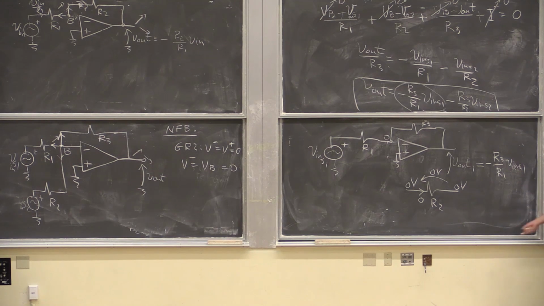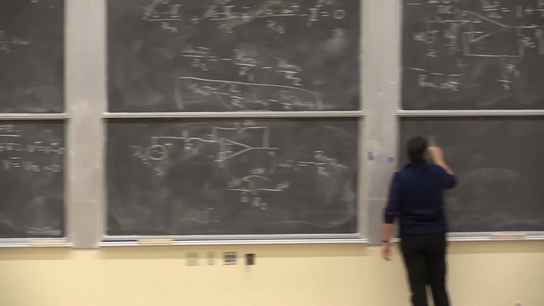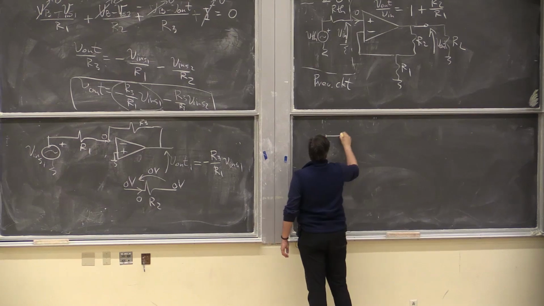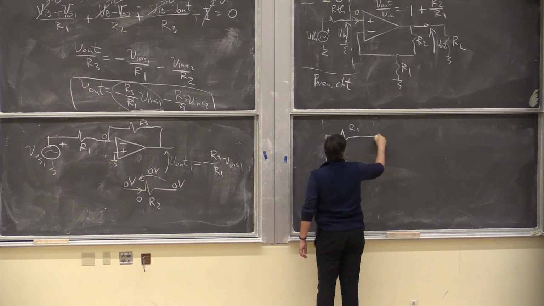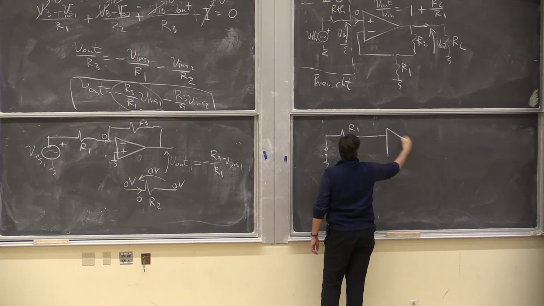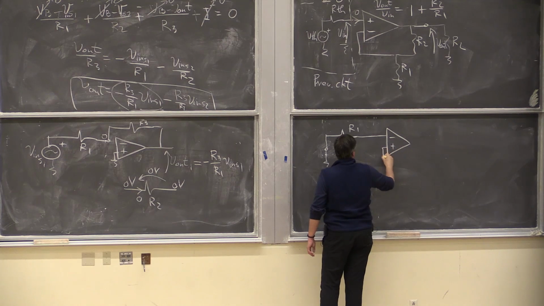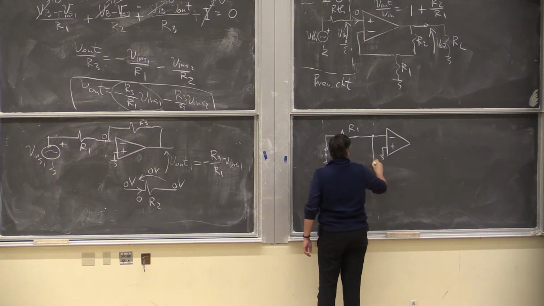Okay? So what about the other case? We have this one shorted. We have R1 here. We have R2.